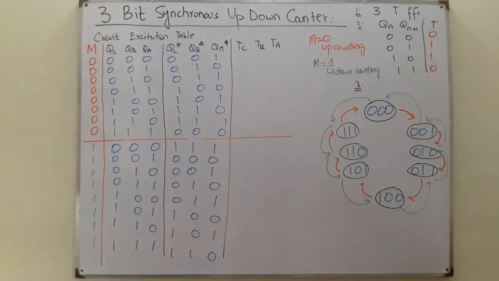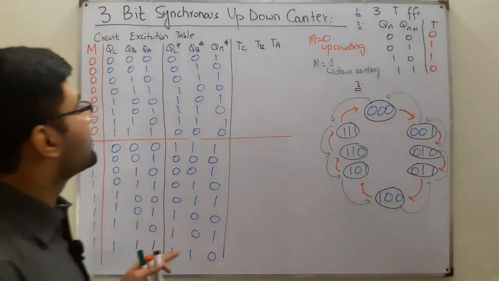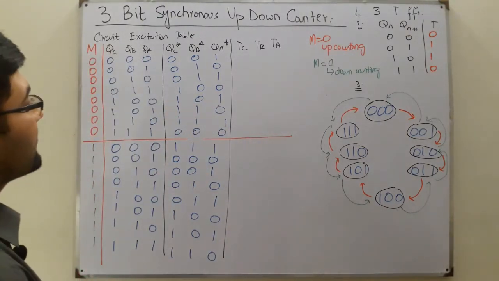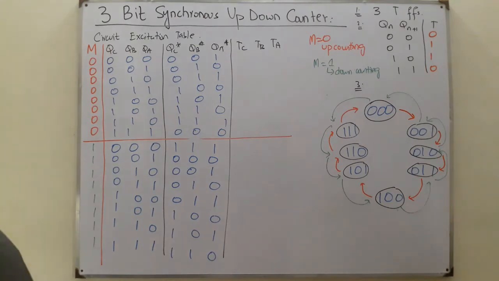Okay, this would be fine. All right, now the next step is what? You have to make out this also, okay? So TC, TB, and TA. So TC, have a look.